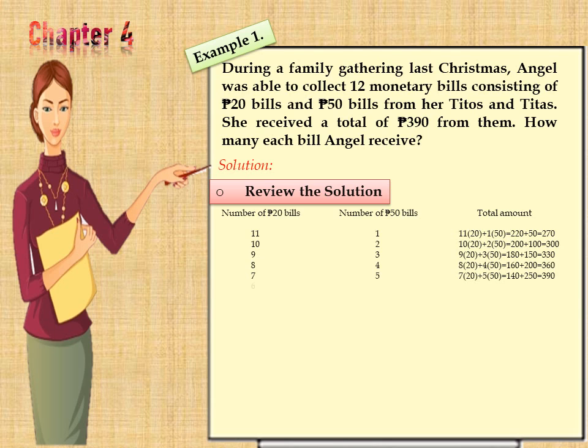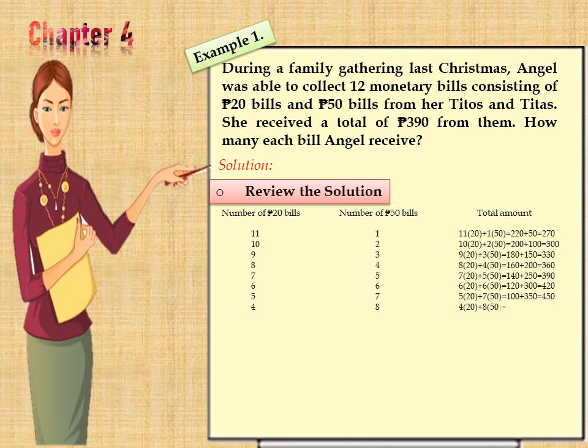So we will have 6. Suppose 6 20 peso bills and 6 50 peso bills. The total amount would be 6 times 20 plus 6 times 50. This will give us 420. Next distribution, we have 5 20 peso bills and 7 50 peso bills. So this will give us 5 times 20 plus 7 times 50, which is equal to 450.